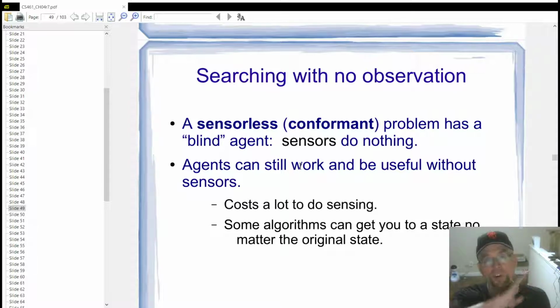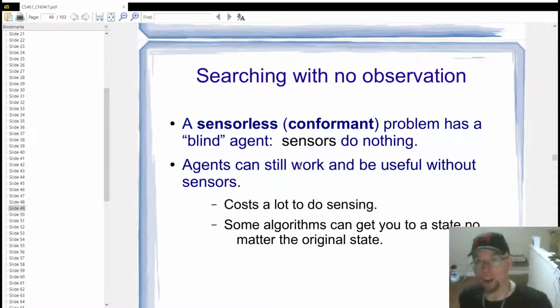The percepts give the agent no information. Now you might think, well, then how is an agent going to function in that environment if it can't see anything, right? Well, this is an example of a sensorless, also known as conformant, problem, but agents can actually still do stuff, and they can be useful with the stuff that they're doing, even if they can't perceive the environment. As a matter of fact, there are certain types of activities where it's more efficient for an agent to not sense its environment, okay?